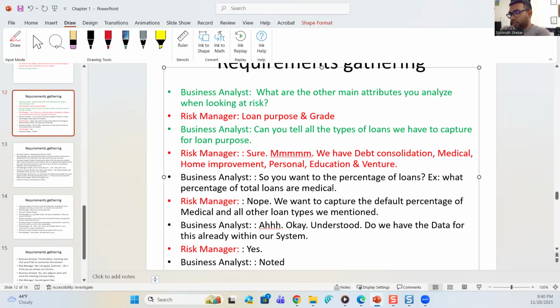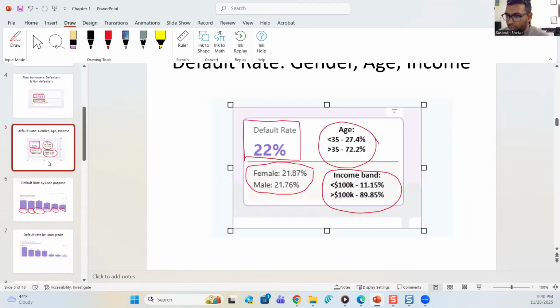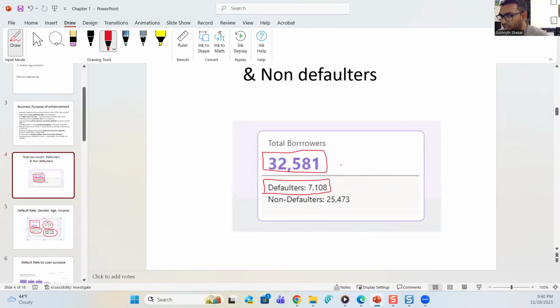So again, now I'm double checking. You want the percentage of loans. Example, what percentage of loans are medical? I'm trying to understand what exactly they want. I'm asking, do you want the overall percentage of this 32,581, the percentage of this number that's medical loan, that's personal loan, or are you looking for the percentage of these defaulters, 7,108, the percentage of them that's debt consolidation, medical, home improvement? That's what I'm trying to figure out.